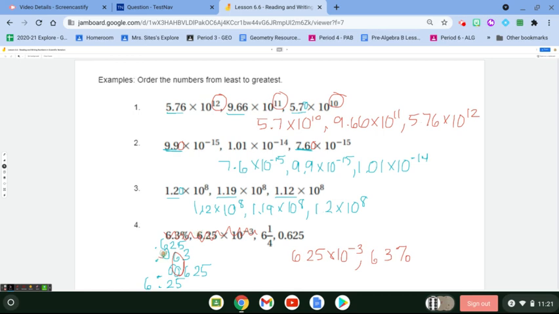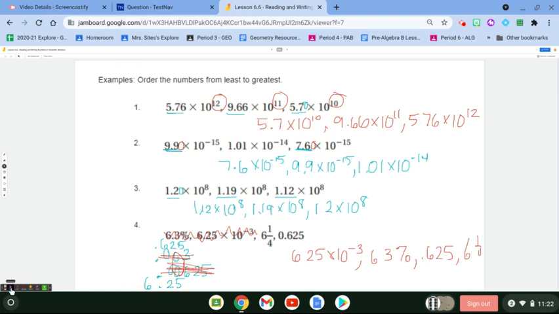So we've done this one and this one. If I look at the tenths place value position, the 0.625 would be next. And the largest has to be the 6 and 1/4. So again, if you get those numbers all in the same form, meaning decimal form, and then compare by looking at the decimals all nice and lined up, then you'll be able to determine the correct order.